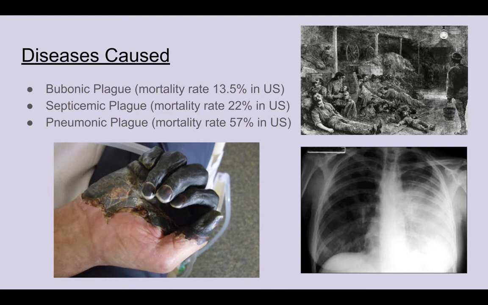The major difference is the fact that it is the only one that is transmitted person to person through air droplets. Basically, when a person with this disease coughs or sneezes, it gets into the air around them and they can infect many people in a short period of time. This is why this one is the most deadly, but it is also typically accompanying the other forms of the plague.